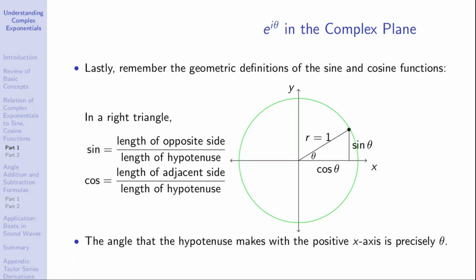Lastly, remember the geometric definitions of the sine and cosine functions. In a right triangle, the sine is equal to the length of the opposite side over the length of the hypotenuse, and the cosine is equal to the length of the adjacent side over the length of the hypotenuse. So we can see in this diagram that the angle that the hypotenuse makes with the positive x-axis is precisely θ.